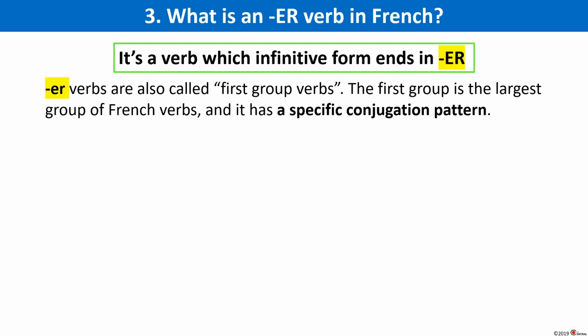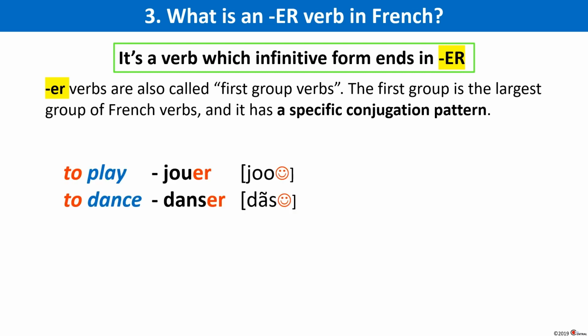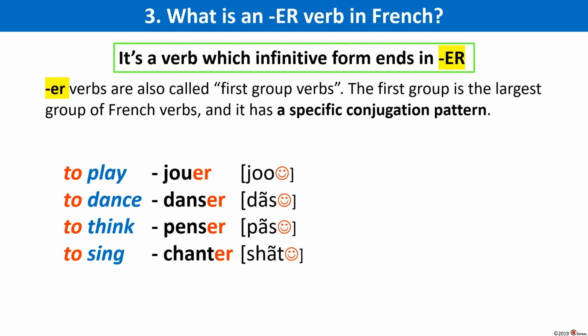I'll give you some examples of ER verbs. To play, jouer, to dance, danser, to think, penser, to sing, chanter. So the mark of the infinitive, the ER, is pronounced "é." Note that the ER is the equivalent in English of the "to." To play is the English infinitive. Jouer with the ER is the French version.